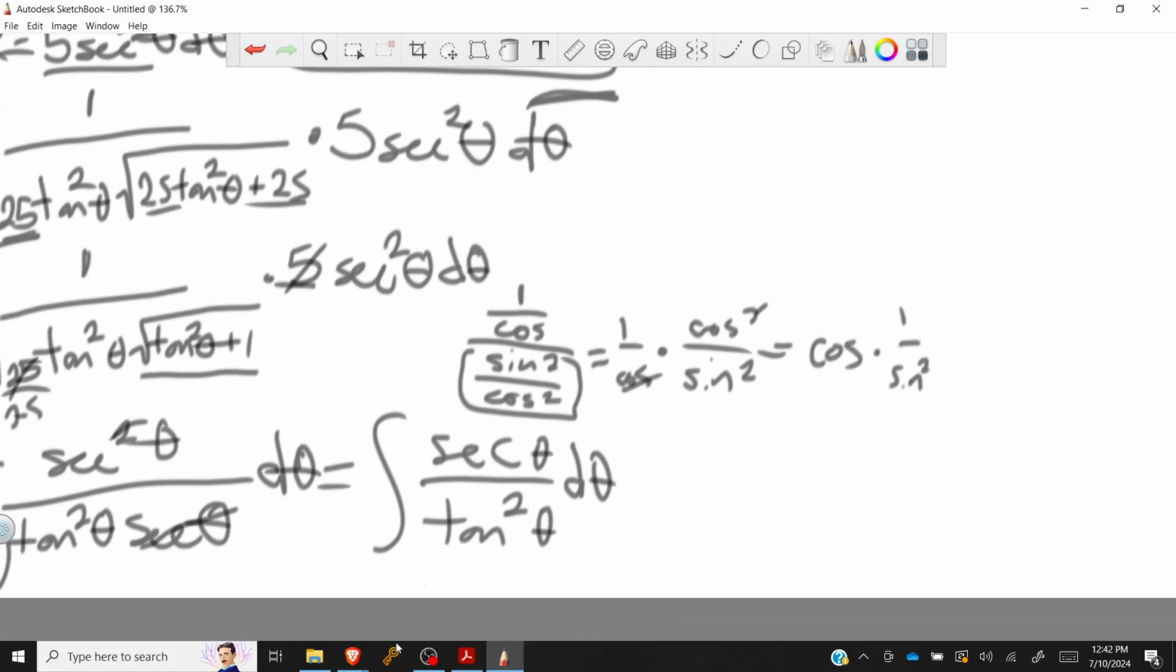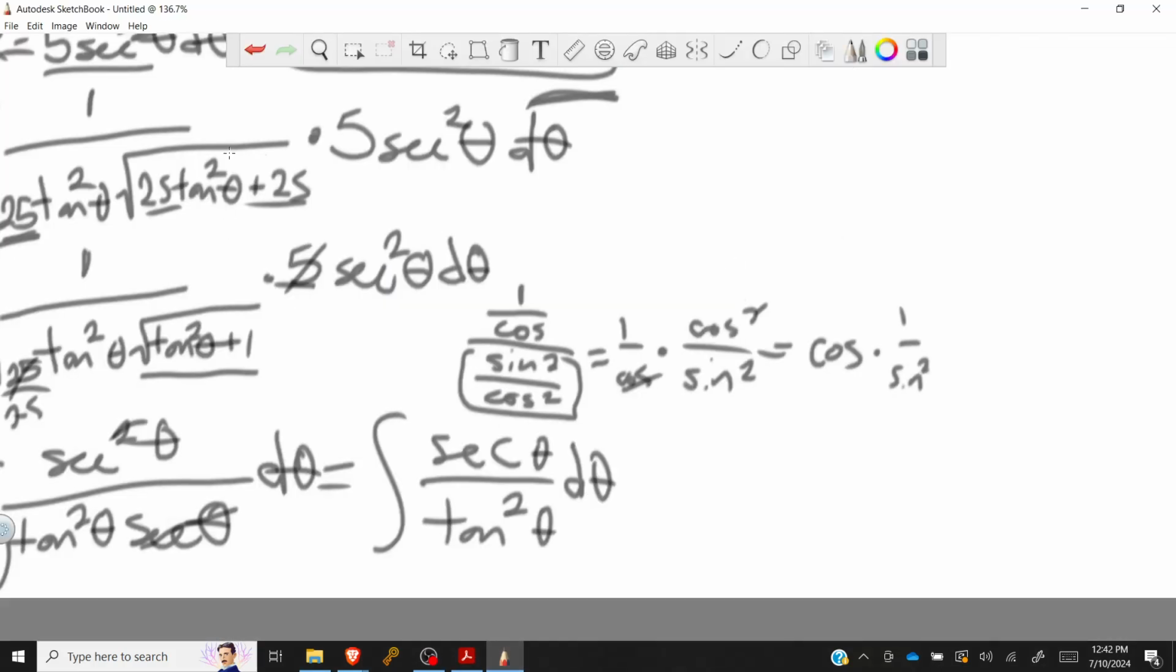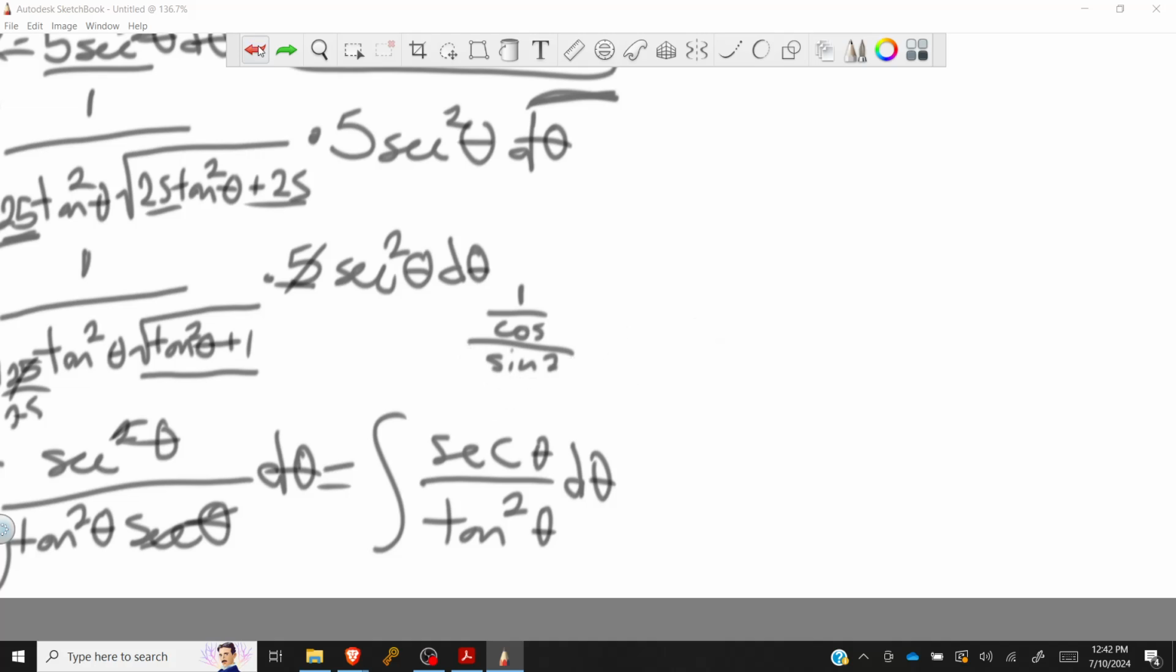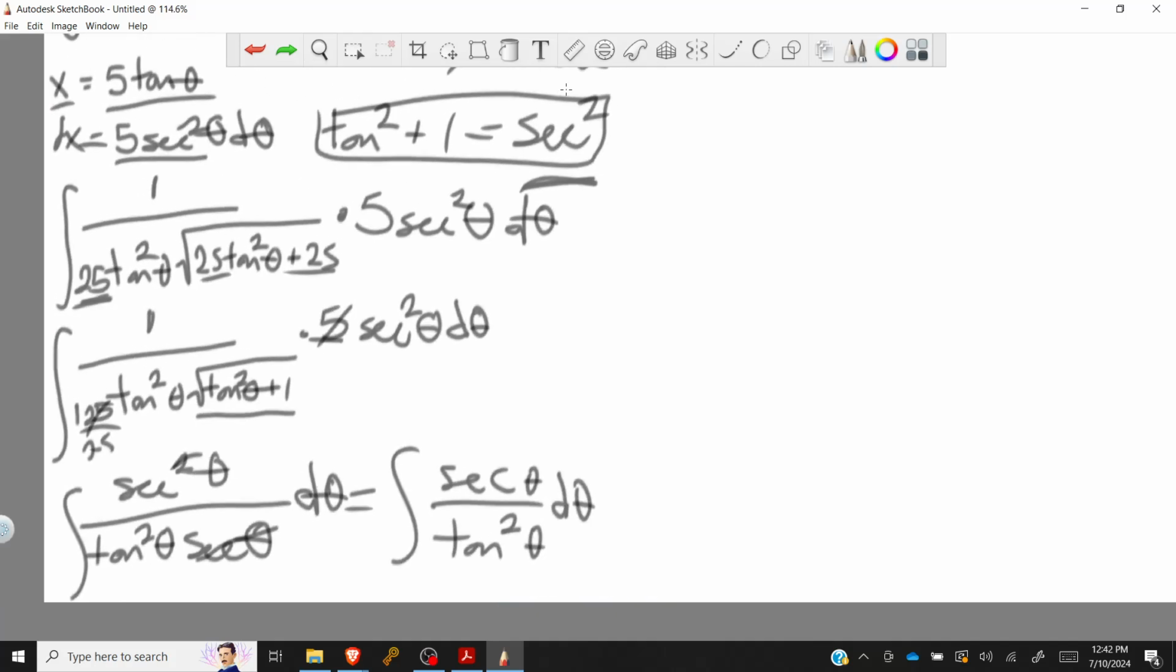That doesn't really look very pretty either. It doesn't look like something that we recognize. So I'm going to say that that is not the approach that you should take. I'm missing a 25 out here as well.